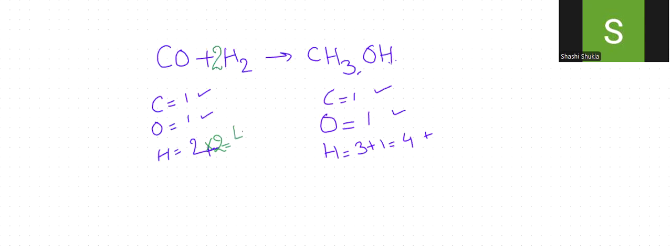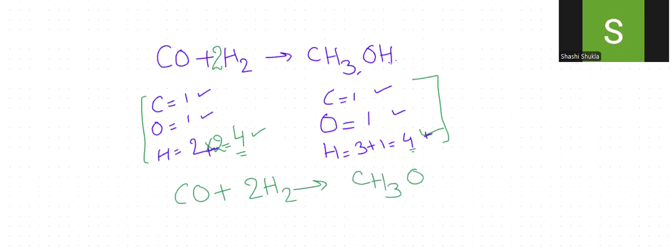So now this is 4, this is 4. So is this balanced? Yes. Now all the elements on the left hand side have the same number of atoms as that on the right hand side. So now this is my balanced equation. Let me rewrite this. CO plus 2H2 gives me CH3OH. Good. Take a couple of seconds to note it down, and we move on to the next one.